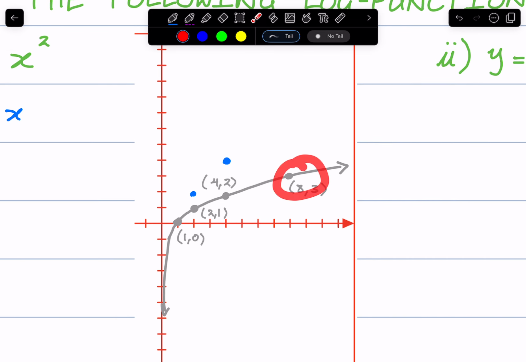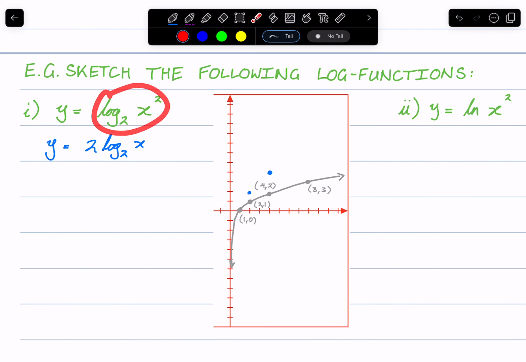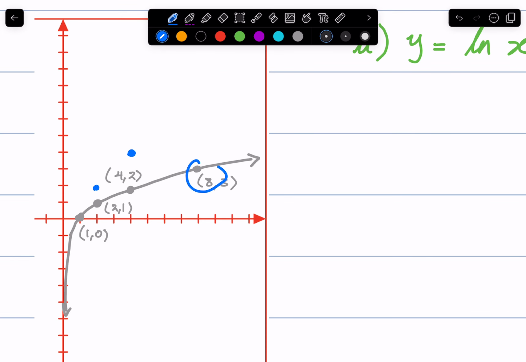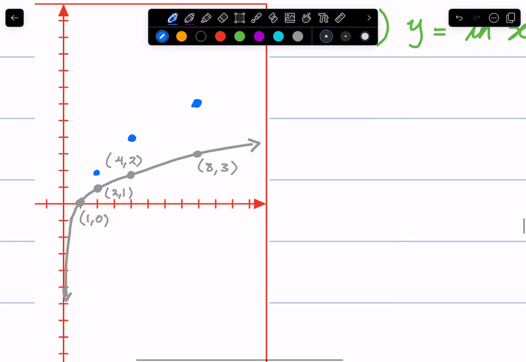Likewise with this one, when we input x equals 8 into log base 2 of 8, that becomes 3, which we multiply by 2. So this output of 3 becomes 6, and this point becomes 6. So as you can see from here, it's actually moved, or you could say it's been stretched up. Everything's been doubled up.